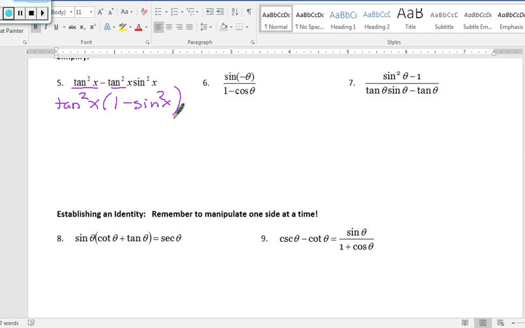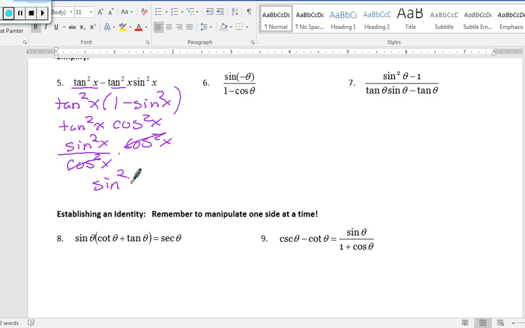Okay, well 1 minus sine squared x is that basic Pythagorean identity with the sine squared subtracted to the other side. So this is going to get me tan squared x times cosine squared x. But tangent is really sine over cosine times cosine squared x. The cosines will cancel, and we will be left with sine squared x. Again, the value in this is showing all the work. If you just write sine squared x, no credit will be awarded to you guys.